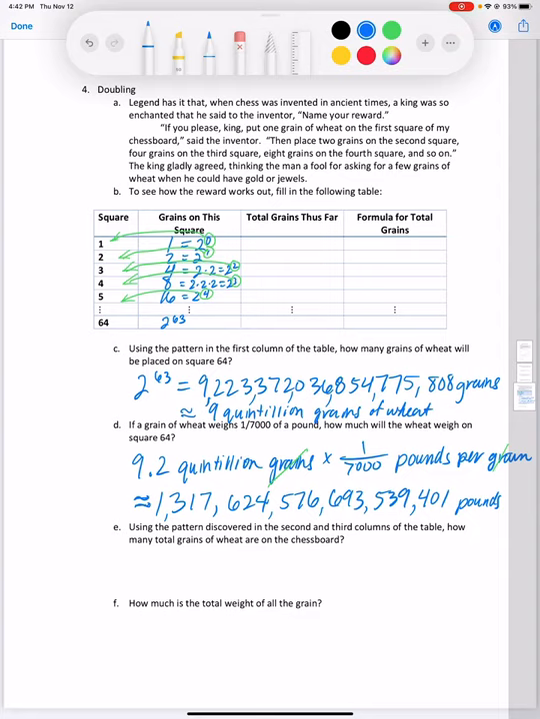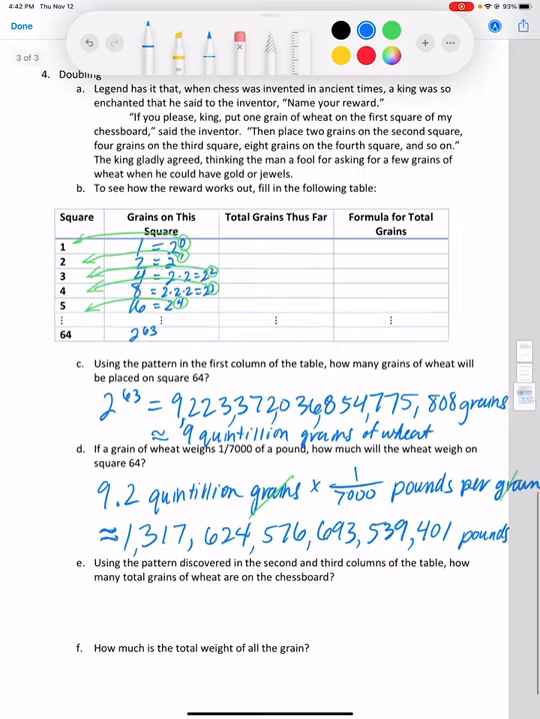Using the pattern discovered in the second and third columns of the table, how many total grains of wheat are on the chessboard? Okay, so let's go ahead and take a look at the total grains thus far section of our board. What we need to see is a pattern. First, we need to calculate how many grains will be on square one. Well, square one has one grain.